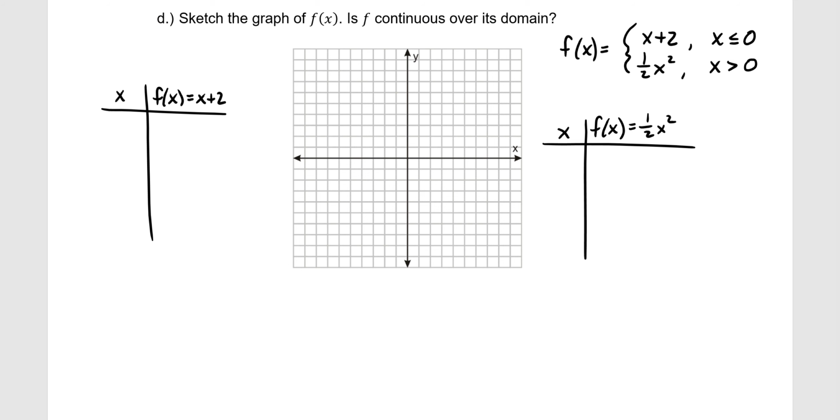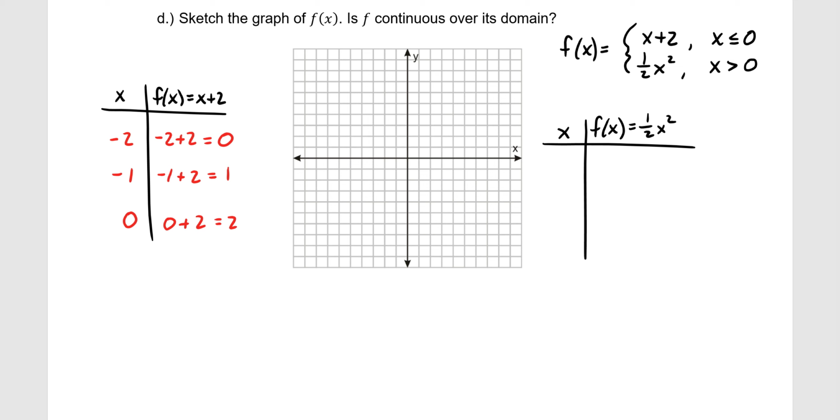So looking at the first one here on the left, the f of x equals x plus 2, that's for everything less than or equal to 0. So I'm going to use negative numbers as well as 0. I'll use, say, negative 2, negative 1, and 0. And let's plug these in. The first one is f of negative 2, so that's negative 2 plus 2, which is 0. Negative 1 plus 2, which is 1, and 0 plus 2, which is 2.